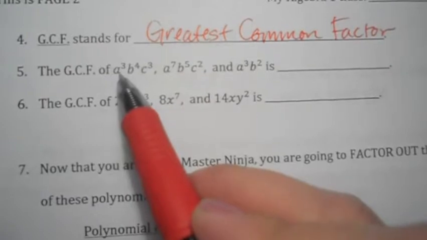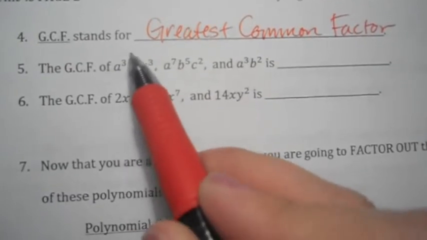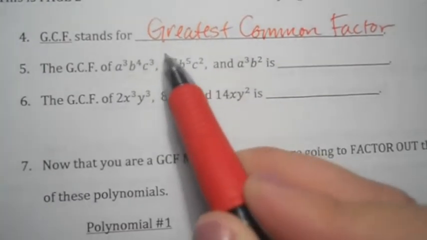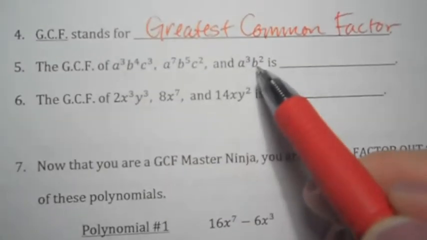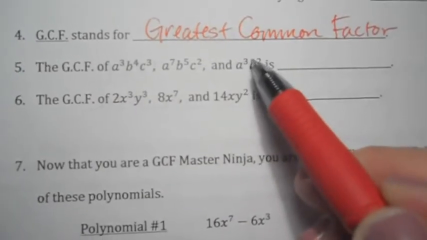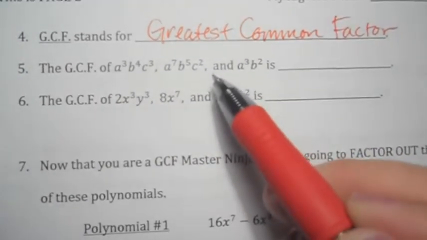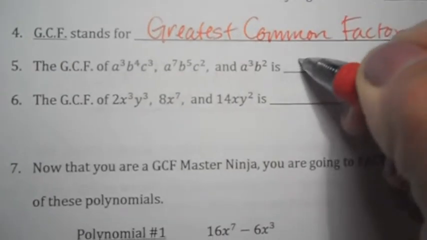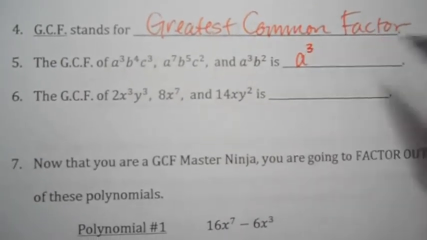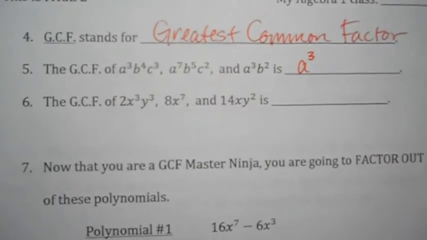Let's look at the a's first. This one has a to the 3rd power, a to the 7th power, and then the third one has a to the 3rd power. So the most a's they have in common would be 3. So you'd put a to the 3rd power.